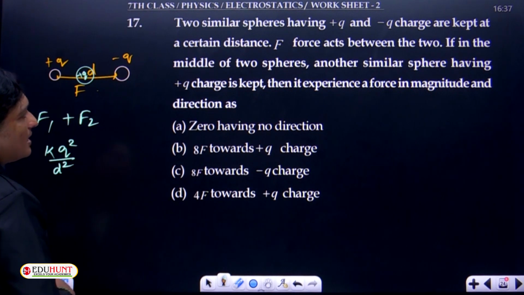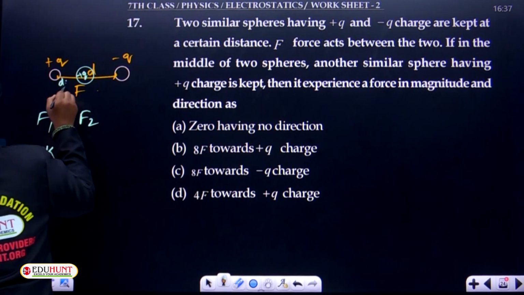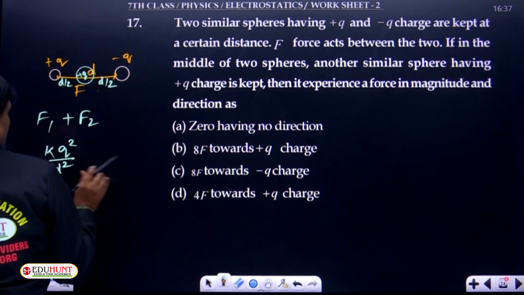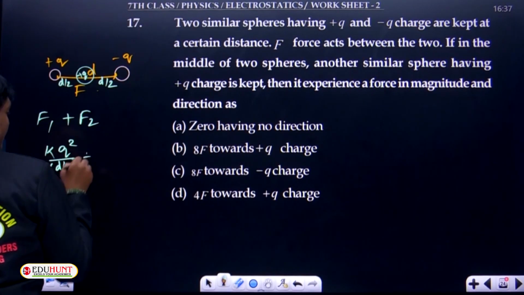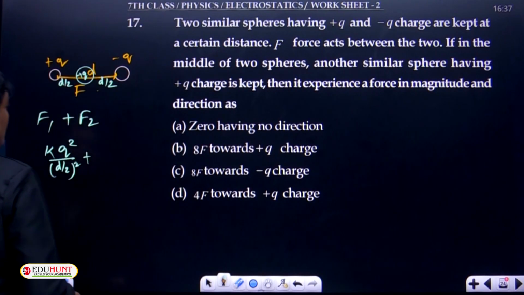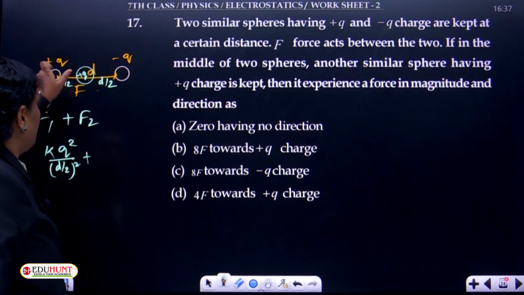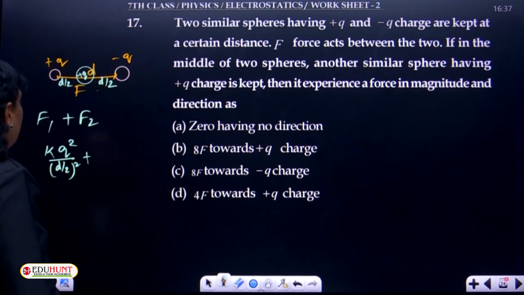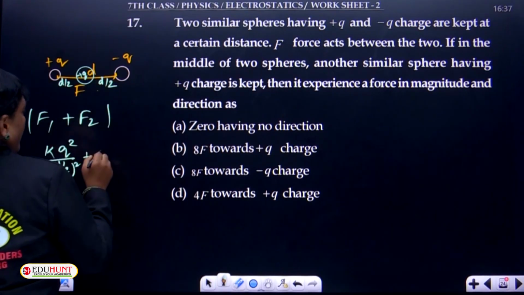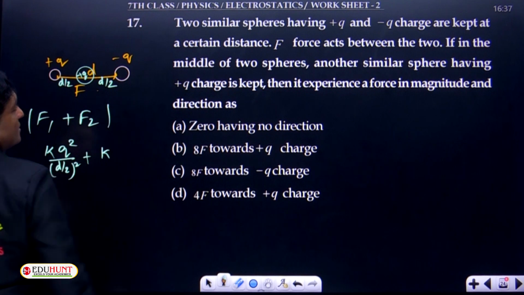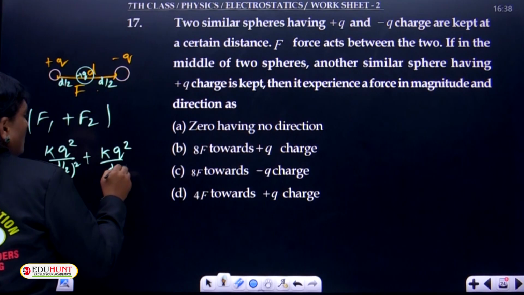Another sphere having charge is kept in the middle. So the distance here is D by 2 and here also D by 2. So this value is something around D by 2 whole square. Again, what is happening between the two charges? Clearly, if you consider only the magnitude, the magnitude of the forces acting between them is K times Q1, Q2 by D square. So Q1, Q2 is again Q square upon D by 2 whole square.